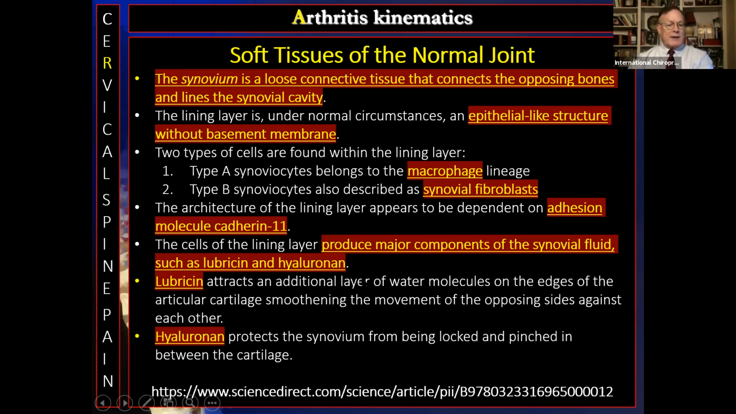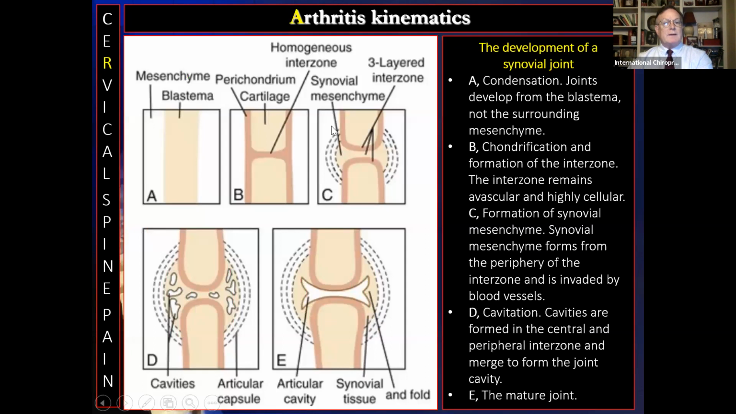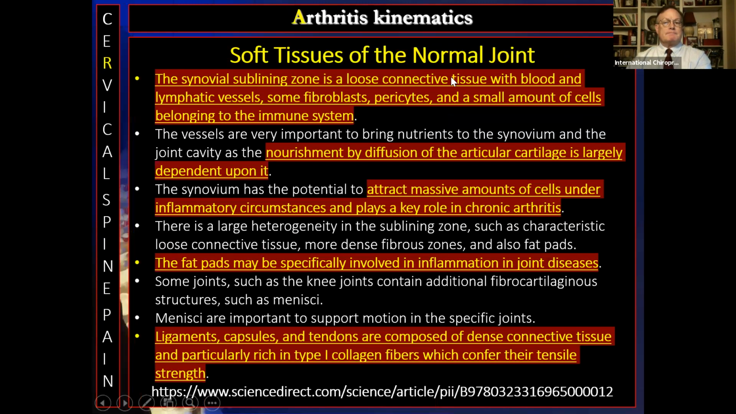Lubricin attracts an additional layer of water molecules on the edges of the articular cartilage and smooths the movement between the opposing surfaces. Hyaluronic acid, or hyaluron, HA, protects the synovium from being locked and pinched in between the cartilage. And again, here are the layers of a joint and how it forms from blastema to cartilage to mesenchyme. I'm going to let this be read.